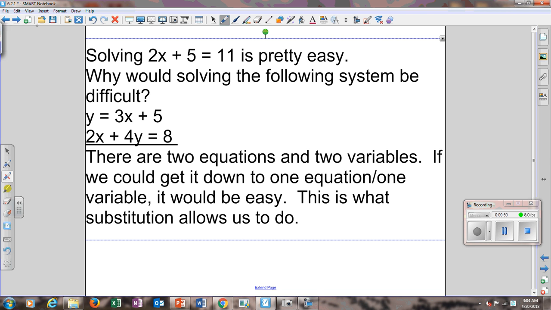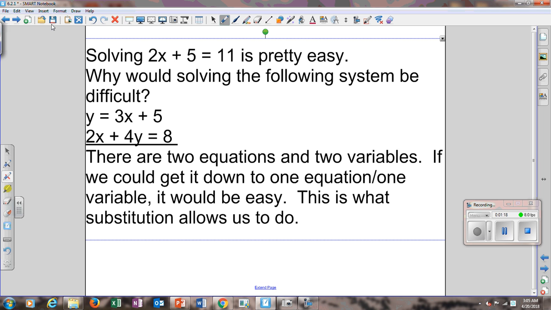Solving 2x plus 5 equals 11 is pretty easy, right? So why would solving the following system be difficult? They're simple. There's 2 equations and 2 variables. It's a lot harder than the original question. If we could get it down to 1 equation and 1 variable, it would be easy, right? That's what substitution is going to allow us to do for these questions.